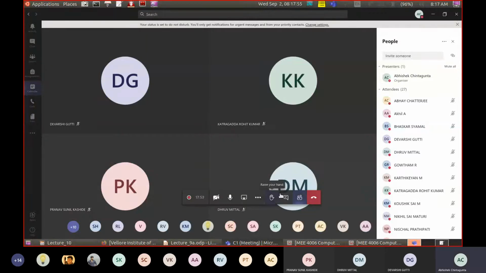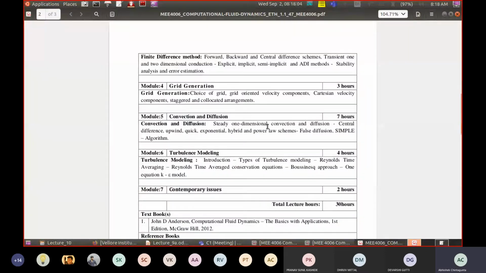As you can see here, we have finished the grid generation module. We have seen the choice of grid, that is, should we take structured? There are types of grids that we have seen: structured grid, unstructured grid, chimera grids. We have also seen the data structure, like at least I have mentioned the data structure.